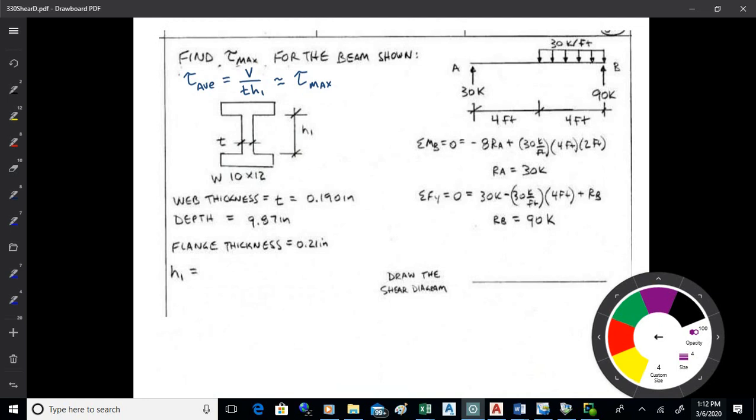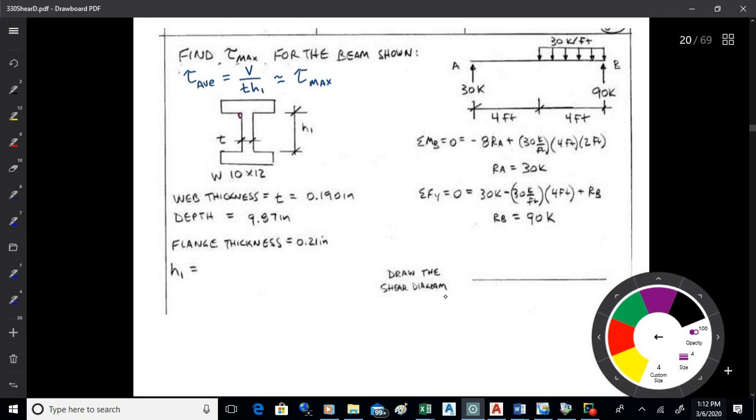All right, let's say on this next one here, we want to find tau max for this beam. That's an I-beam, so its tau average there would be V over T H1, and that's approximately equal to tau max. The reason your safety in this one comes about is that you're just pulling the web out. The shear in the flanges is pretty small because the shear increases as you get closer to the neutral axis. So to get the design value for an I-beam, you just take the total shear force and assume it's borne, in this case, by the web, and you just find tau average for it.